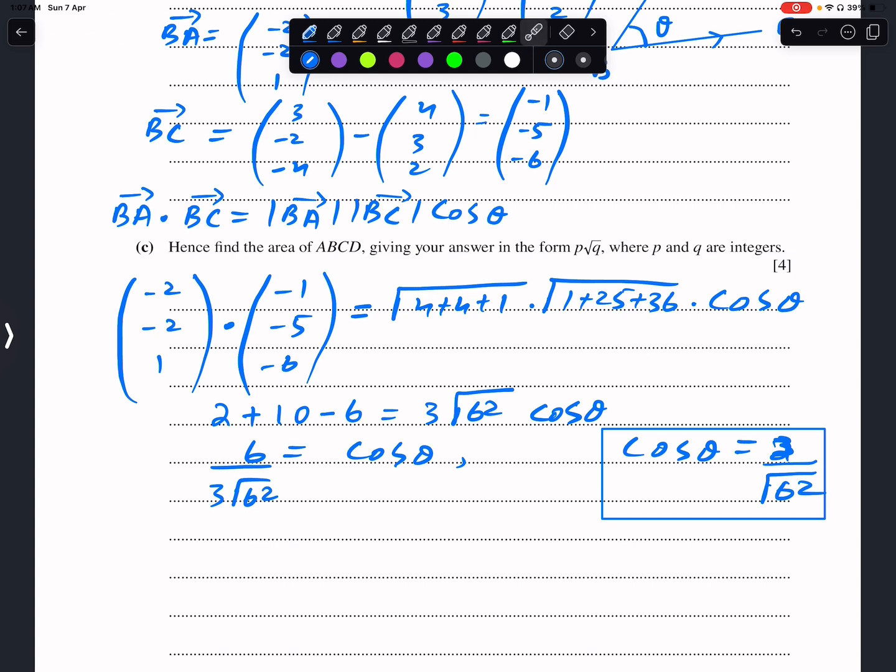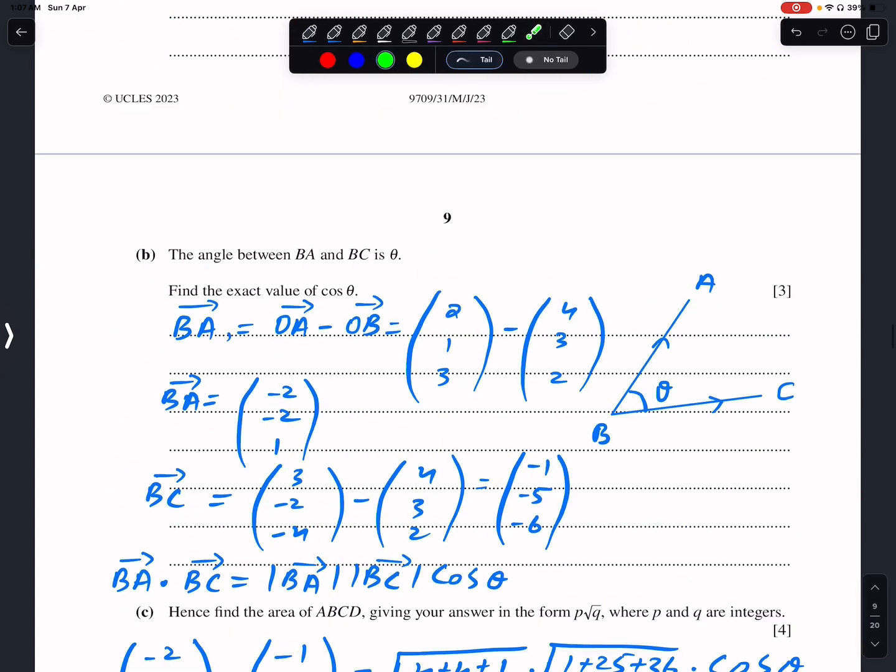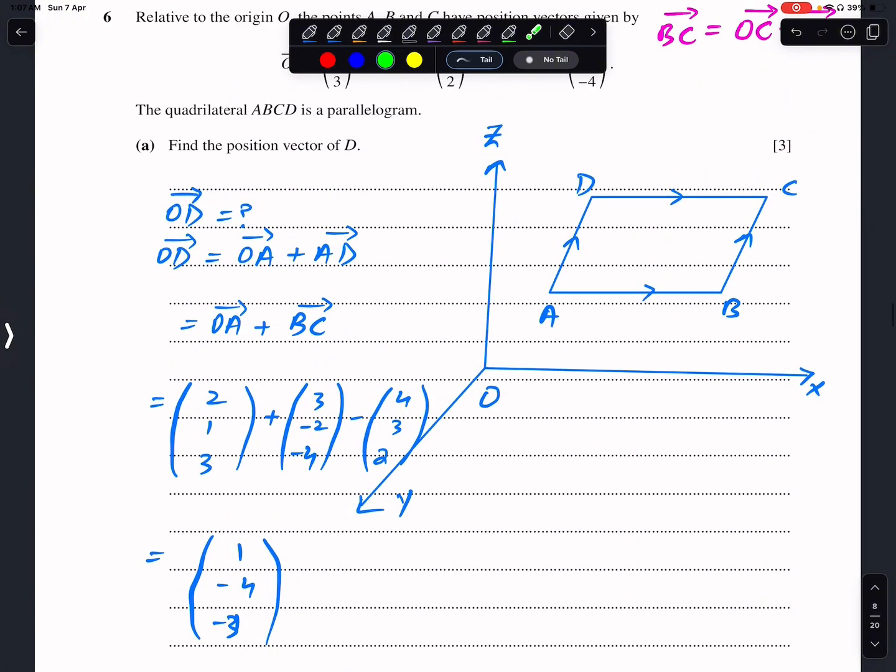So you know the area of a parallelogram is simply, if you have this parallelogram and you want to find this area, the formula for the area of the triangle is 1 over 2. Let's say you want to find the area of this triangle, because this time you have this angle, which you found in the second part between BA and BC.